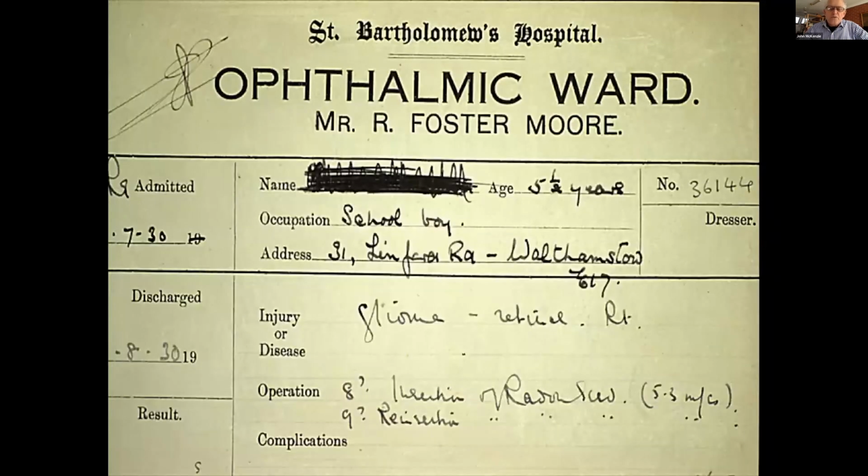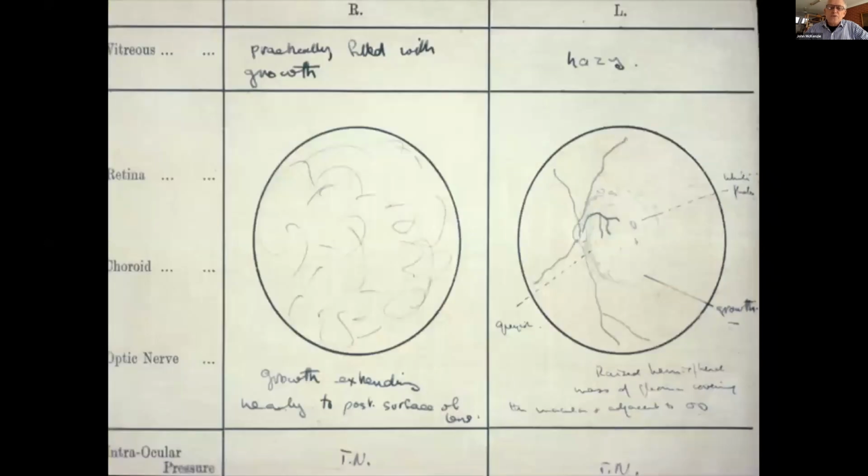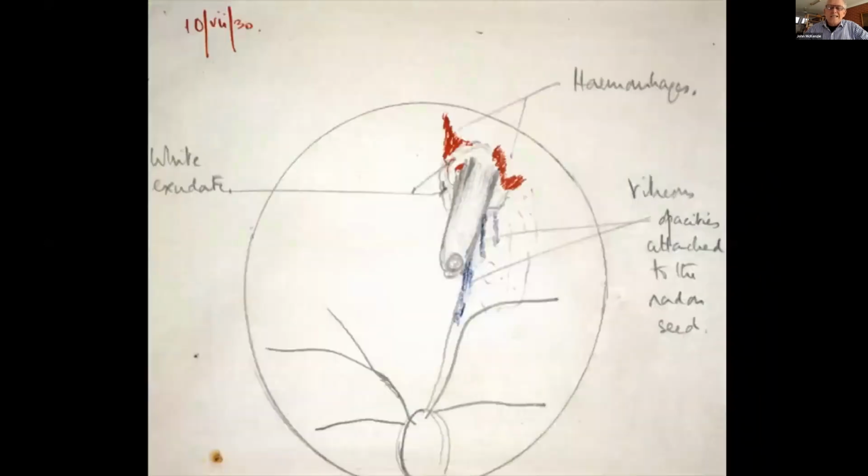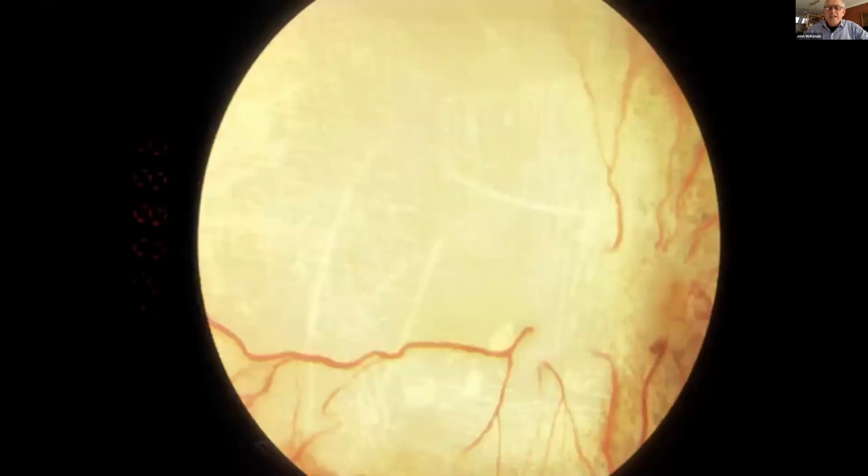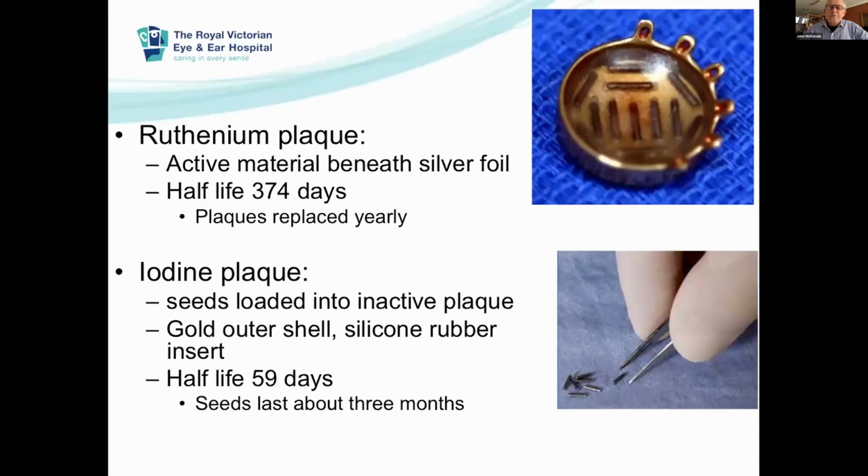So just to go through a little bit of where we're up to with local treatments, brachytherapy was first done to an eye back in 1930 at St Bartholomew's Hospital on a child with retinoblastoma. These are just the original drawings of the tumours, a seed of radon placed in the eye, and this was the eye 30 years later, which was largely wiped out by the side effects of the radiation.